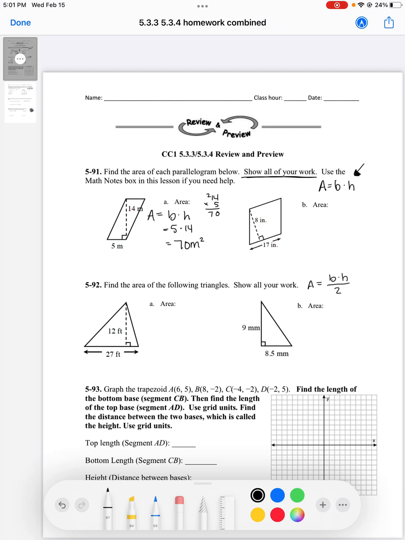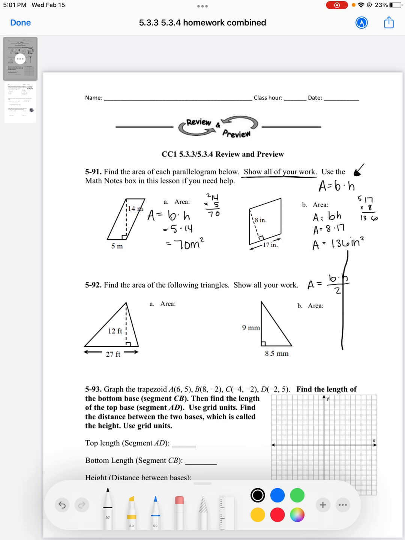Part B, I have my base and my height. Again, it wants me to show my work, so I'm going to show each step. A equals 8 times 17. 17 times 8. 8 times 7 is 56. Okay, so I put my 6, carry my 5. 8 times 1 is 8, plus 5 is 13. Area equals 136 inches squared.